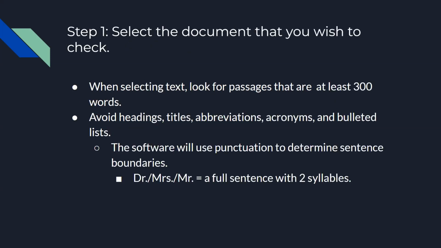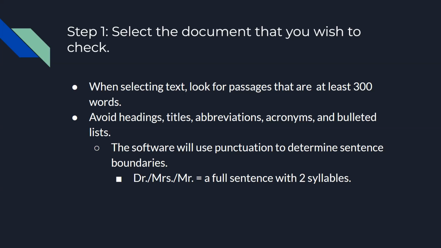You can select any text that you would like to check the readability. We advise that you select a text with at least 300 words, although this is not always possible. When selecting text, try to avoid headings, titles, bulleted lists, and acronyms or abbreviations.